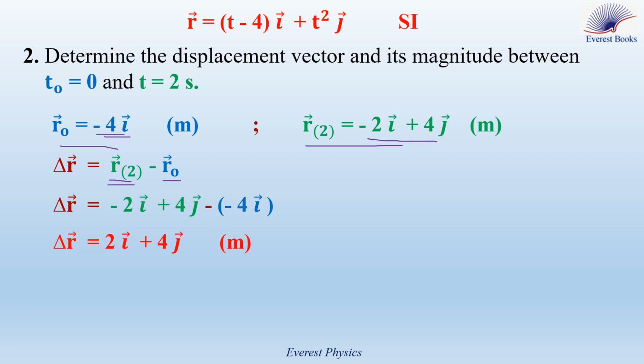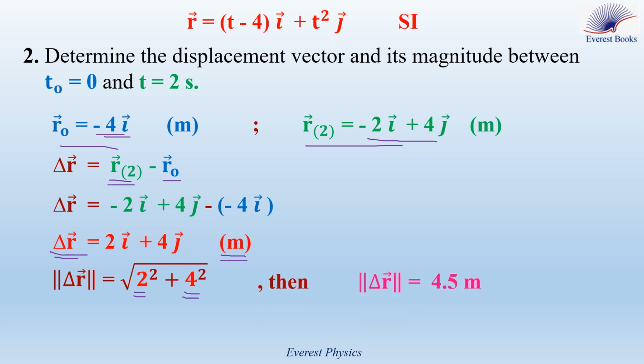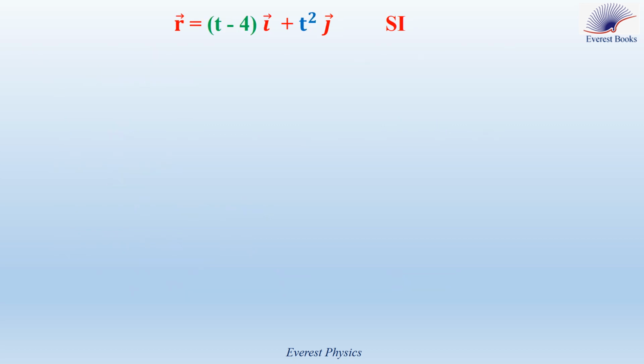The displacement vector is expressed in meters. Now we want to calculate the magnitude of delta r. This magnitude is given by this expression, the square root of the x component squared plus the y component squared. This is going to be the magnitude of delta r equals 4.5 meters.